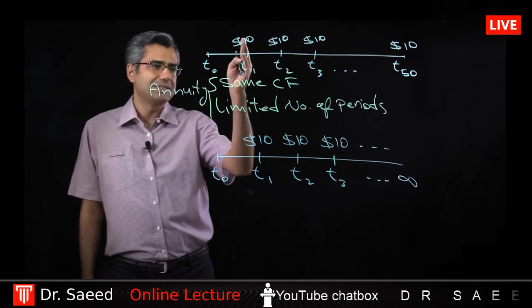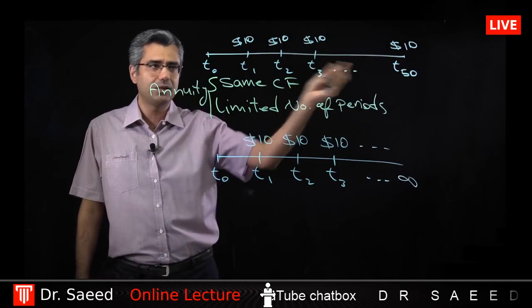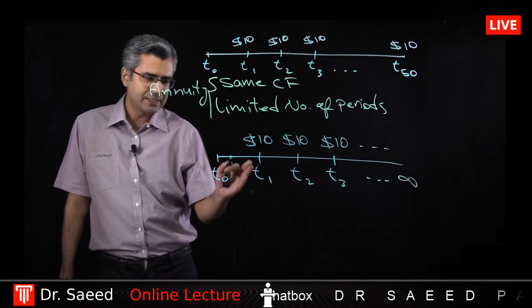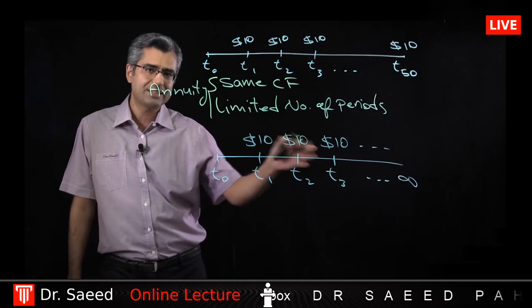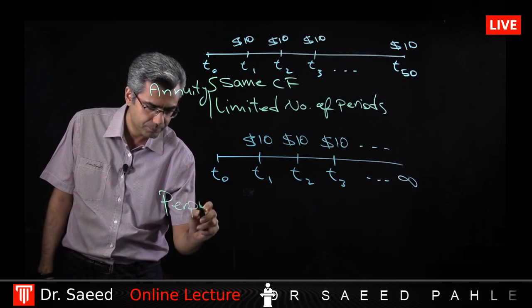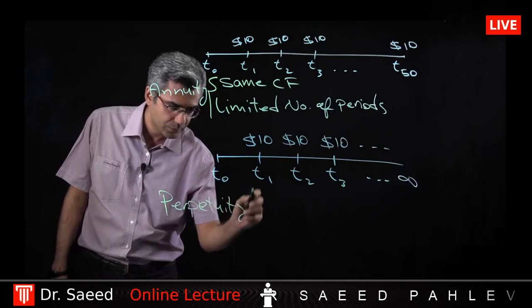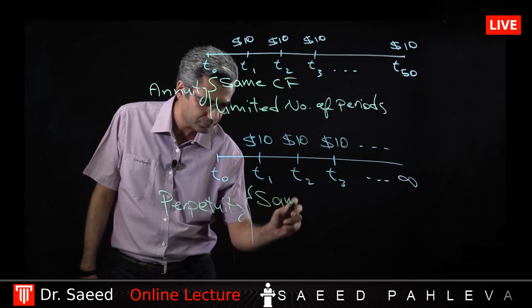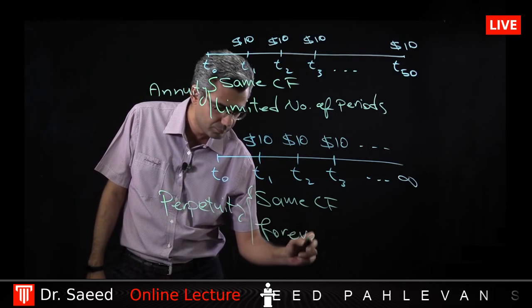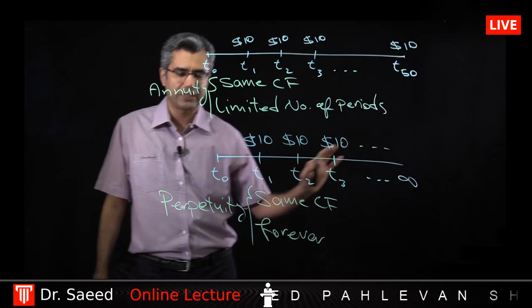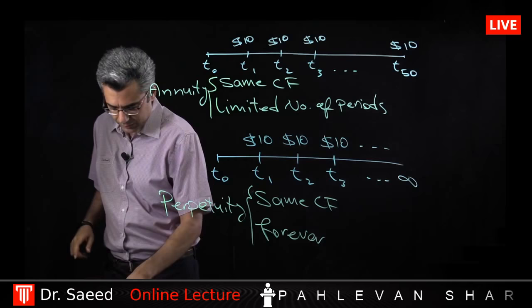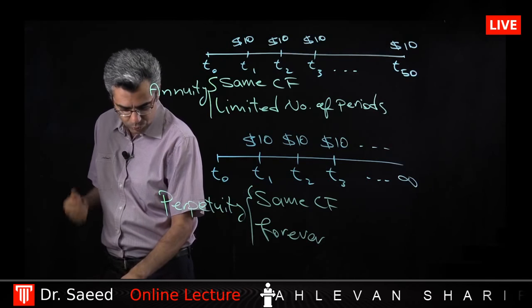Like this. The same cash flow, $10, $10, $10 for a limited number of periods, for 50 years or 50 periods. The second scenario is when you have the same cash flow forever. We call it perpetuity. So it's going forever, the same cash flow. For these two cases, there are some formulas that make life easier, and we want to use those formulas now.